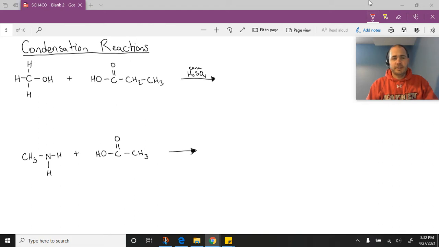So this reaction is used quite a bit. We do it to create esters, right? A functional group in our organic molecule. We can use it to make amides. We can use it to make ethers. There's a number of different condensation reactions that can take place.